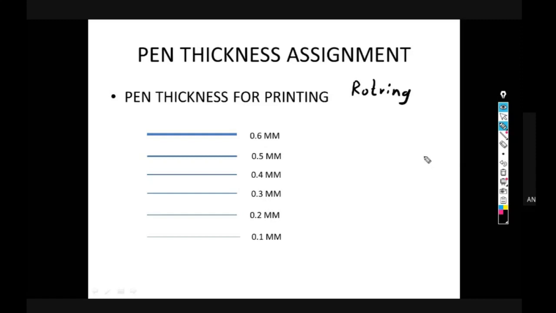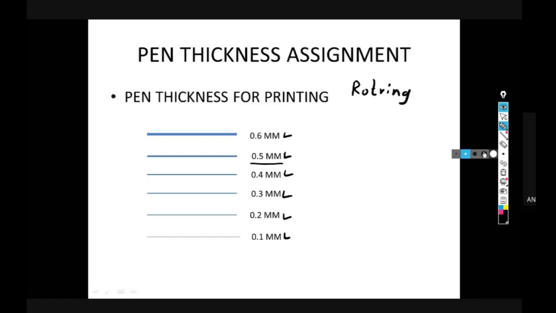In engineering drawings, which we used to do 20, 25, 30 years back, there were no printers available at that time. So we used to use different pen thicknesses, like 0.6 mm, 0.5 mm, 0.4 mm. You may know this 0.5 mm pencil. So these were the rotating pen thicknesses, and we used them for different line types.